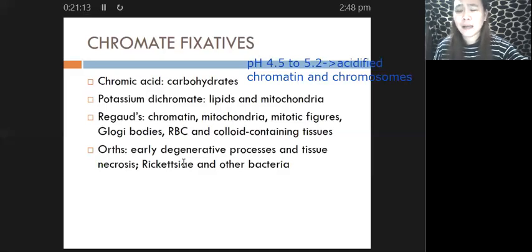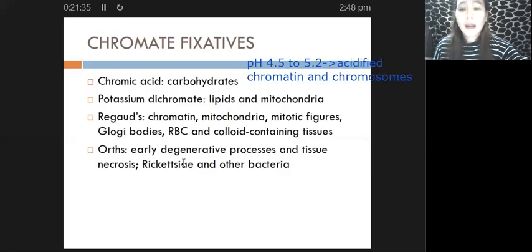Kasi pag sinabi nating necrosis, severe na yung degeneration na nangyari doon sa tissue sample natin. Okay? So necrosis oftentimes is a sign of severe degenerative process, as you may have learned in your pathology, right? In your human histology subject.